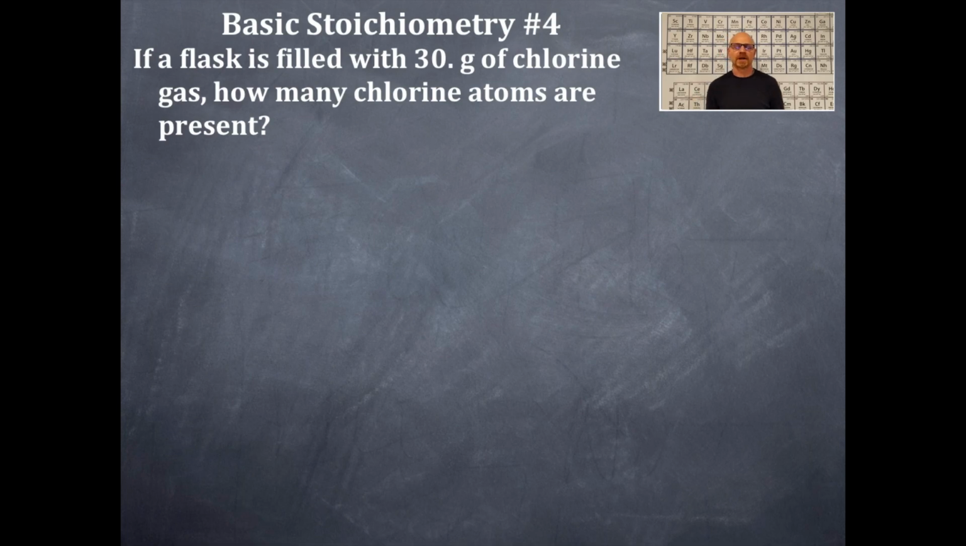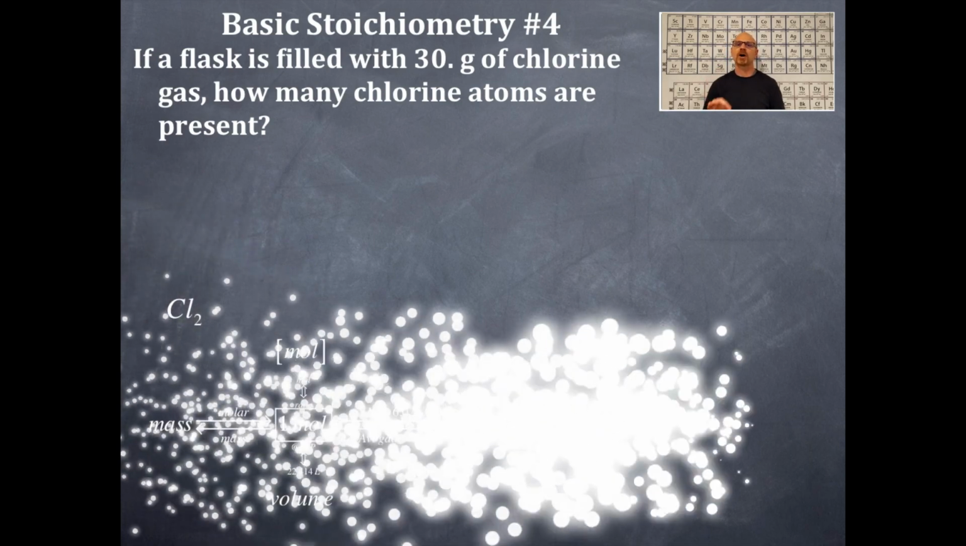Okay, so number 4. It says, if a flask is filled with 30. grams of chlorine gas, how many chlorine atoms are present? So first of all, what is the formula for chlorine gas? Chlorine is one of those special ones. Think about it. There's an L on your forehead. That should tell you that you're going to flip that down, and that's a number 7. There are 7 diatomic elements, and chlorine is one of them. So the correct formula for chlorine gas specifically is Cl2.